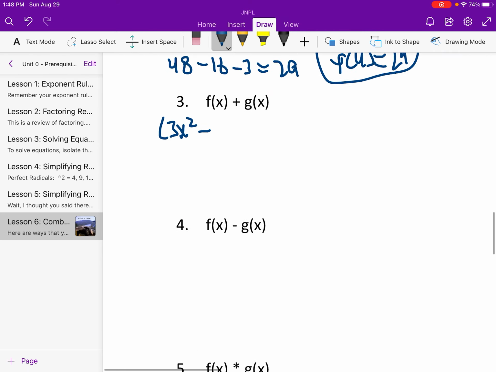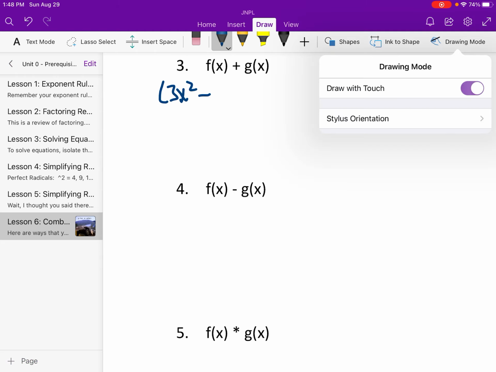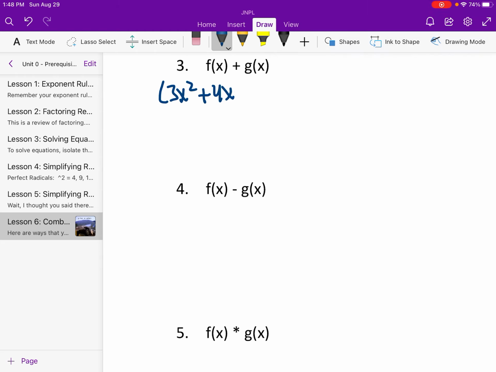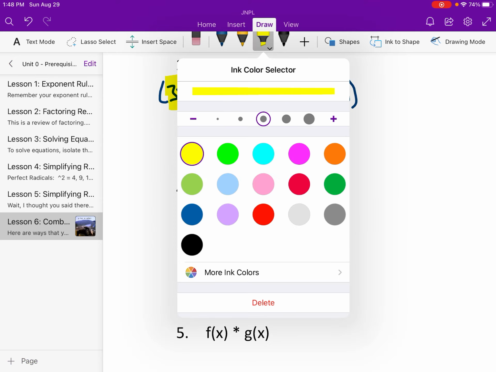Plus 4x minus 3, plus 4 minus x for the g. Now, luckily for this, it's just simple. All you have to do is combine like terms. I'll highlight the like terms in certain colors just so you can see visually.